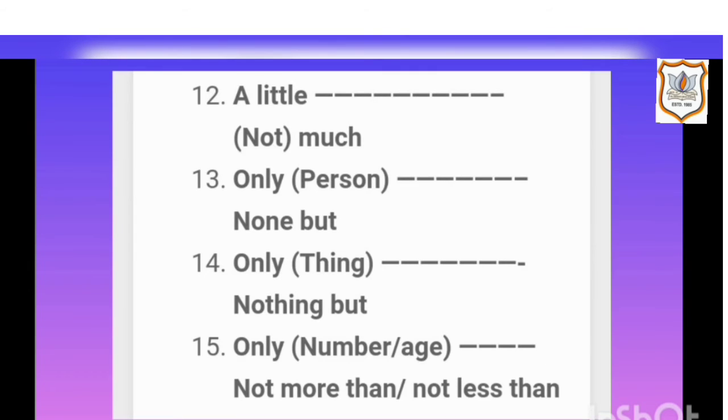Now the next rule, a little, will be changed, not much. Let us see the example. I want a little milk. So we will change it to: I do not want much milk.